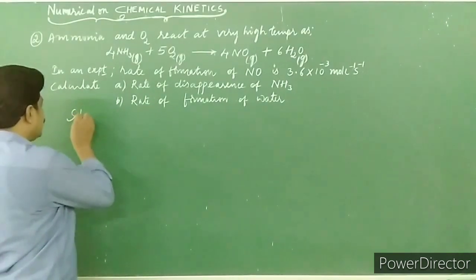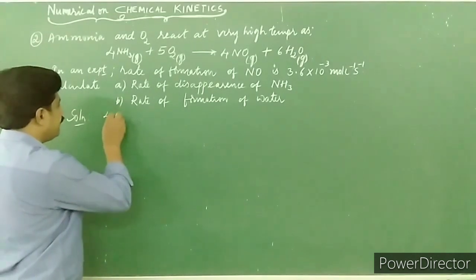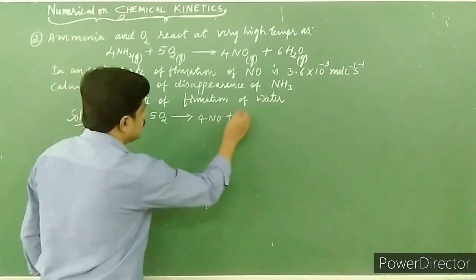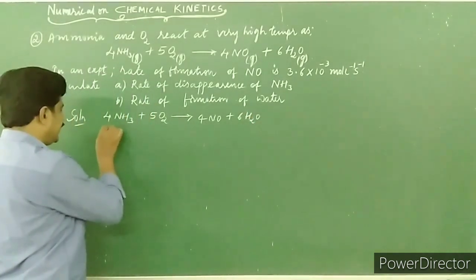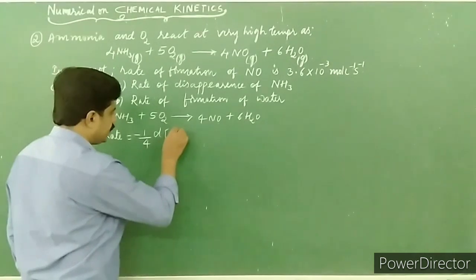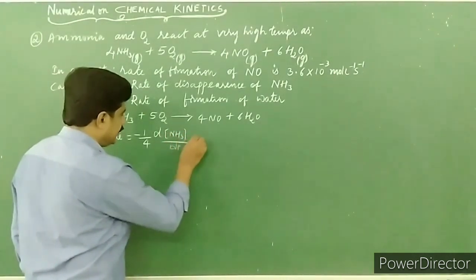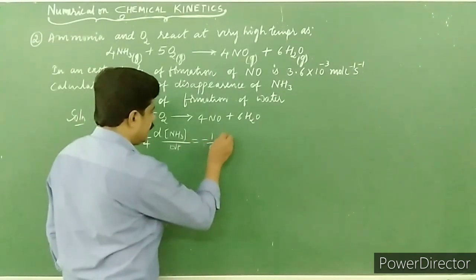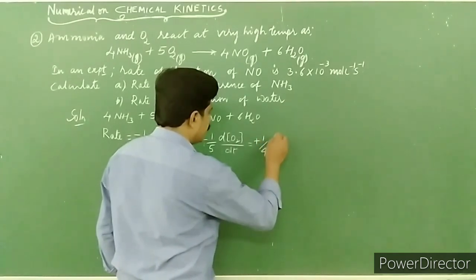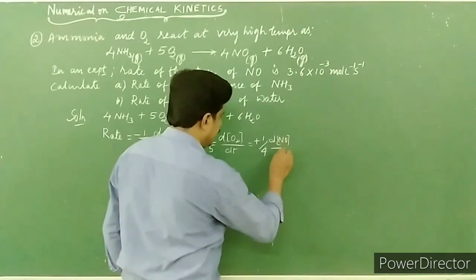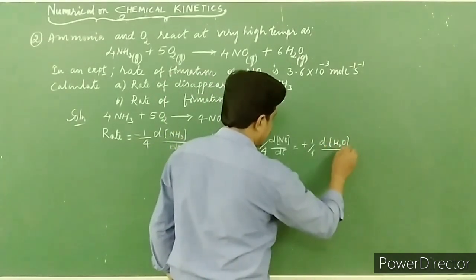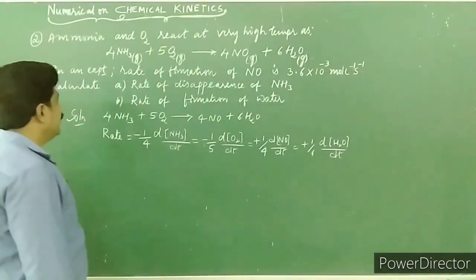Look here, solution. So let me write the equation again, 4NH3 plus 5O2 giving rise to 4NO plus 6H2O. Let me write the differential rate equation. Rate is equal to minus 1 by 4 d molar concentration of ammonia upon dt, that is equal to minus 1 by 5 d molar concentration of O2 upon dt, that is equal to plus 1 by 4 d molar concentration of NO upon dt, that is equal to plus 1 by 6 d molar concentration of H2O upon dt. Is it not?